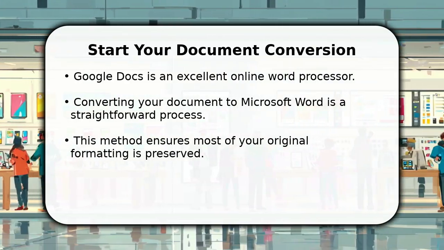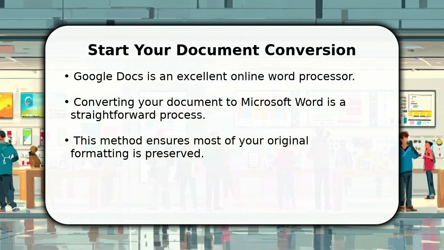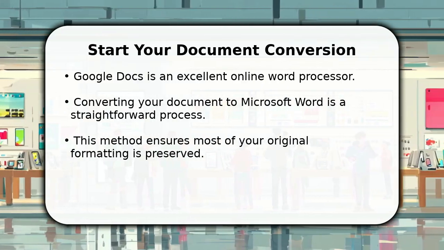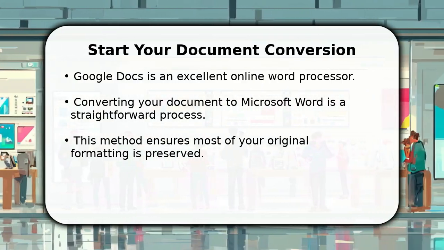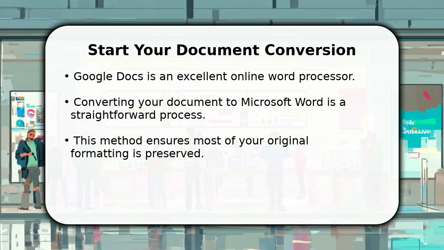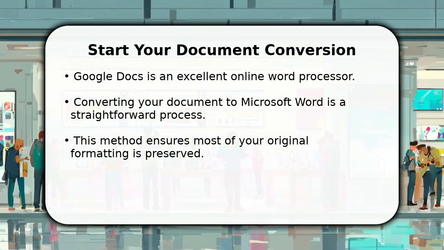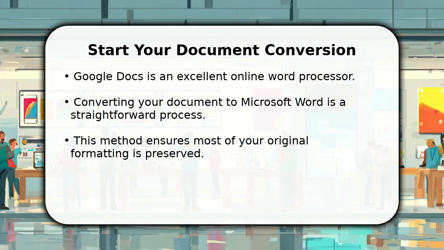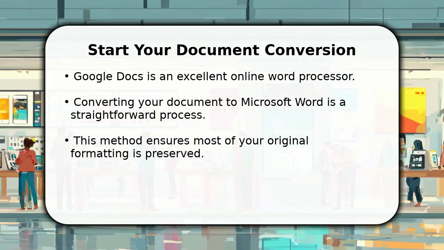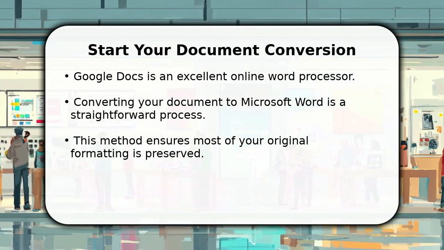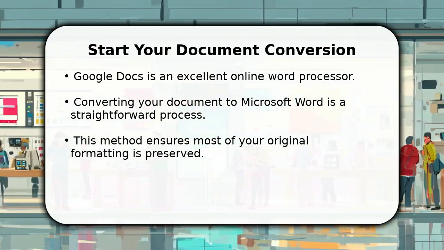First, open the specific Google Docs document you wish to convert on your computer. Make sure you are signed into your Google account to access all your saved files. A stable internet connection is important for a smooth conversion experience. This initial step is fundamental for accessing the right options later on.